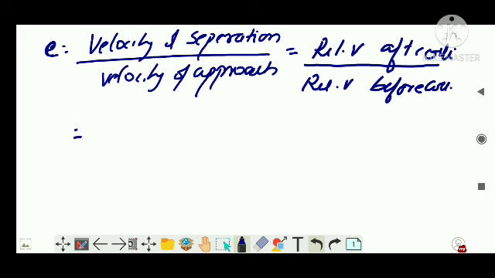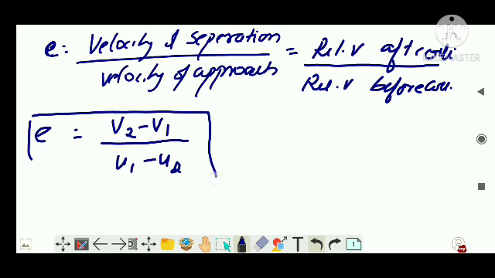Or I can write the equation: the relative velocity after collision is v2 minus v1, and what is the relative velocity between the bodies before collision? It is u1 minus u2. So the equation for e, the coefficient of restitution, is v2 minus v1 by u1 minus u2, where v2 minus v1 is the relative velocity, or velocity of separation, and u1 minus u2 is the velocity of approach, right? And there is no unit for e, guys, since both of them are velocity quantities.